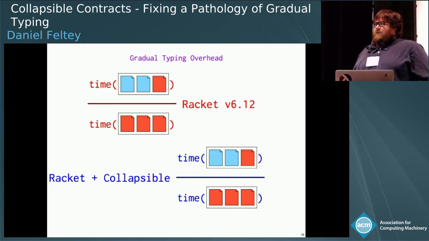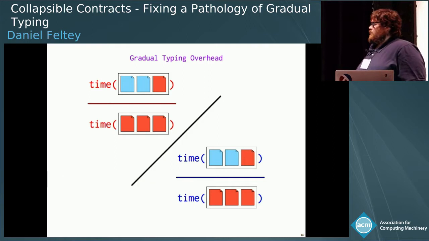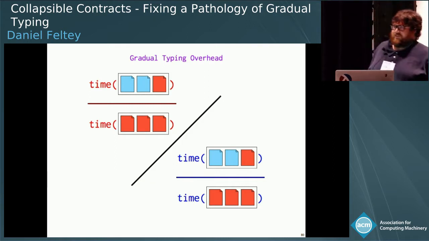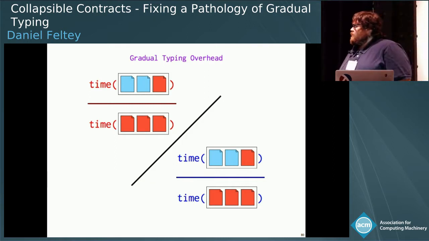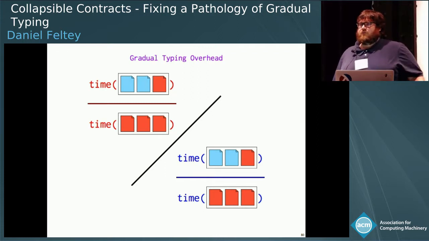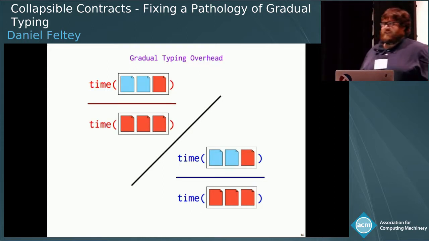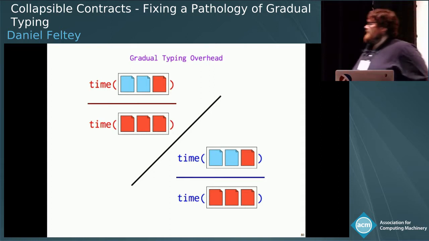And if we want to see how Racket with collapsible contracts compares against Racket 6.12, we'll take that ratio here. So ideally, if we were fixing up pathology, then this number should be very high, because there should be a lot of gradual typing overhead before we add collapsible contracts, and afterwards, we're hoping for a much smaller number. But ideally, we don't harm things too much in either direction, so if we're not getting a high number, we're expecting 1, give or take.